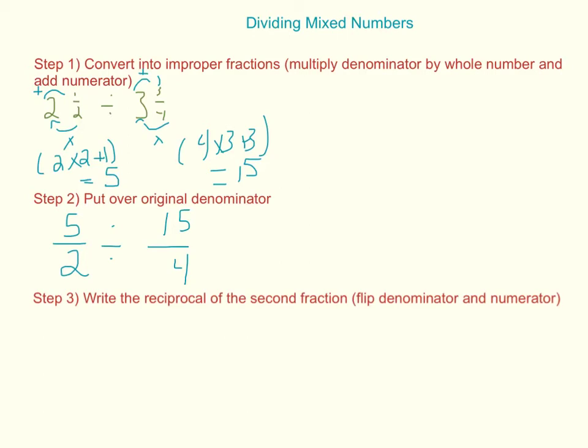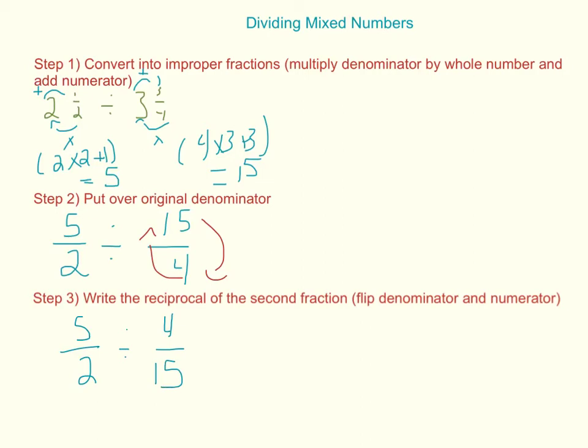Step 3 says, write the reciprocal of the second fraction, which again, as we know from before, is flipping our denominator and our numerator. So 5 over 2 divided by, and this goes to the top, and that goes to the bottom. So it becomes 4 over 15.